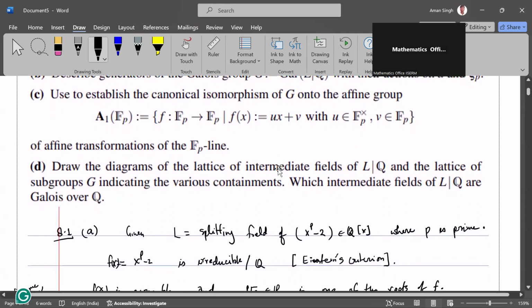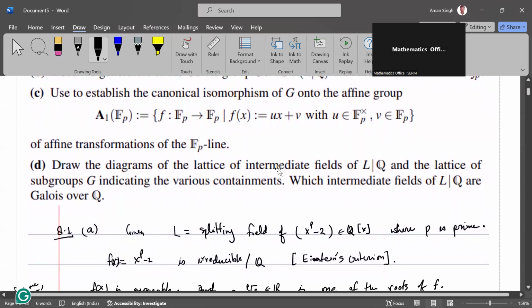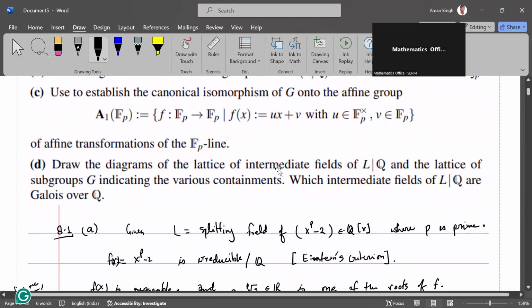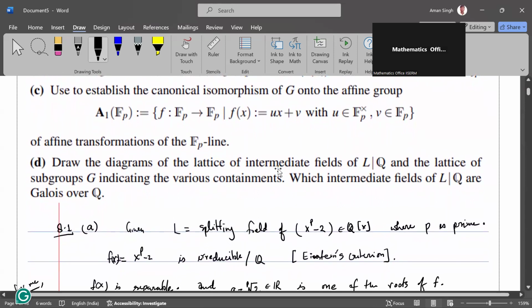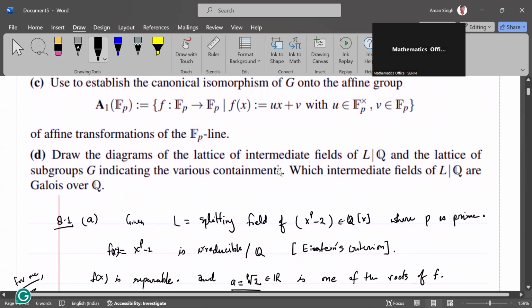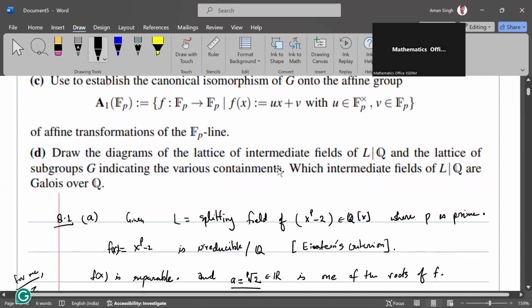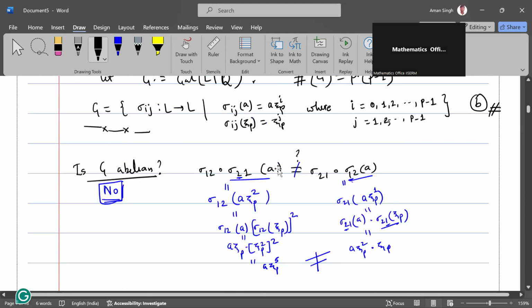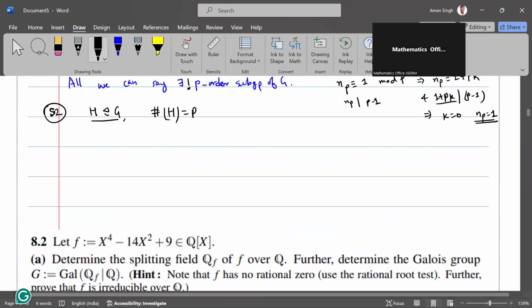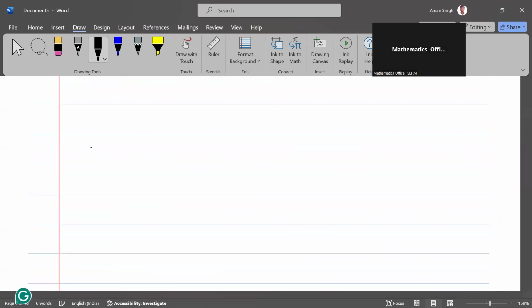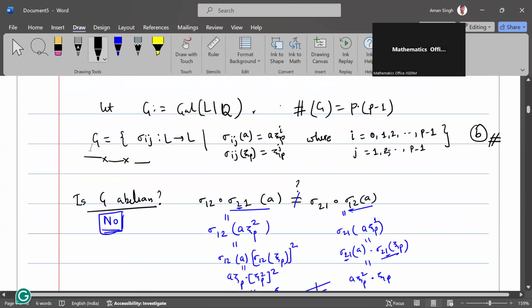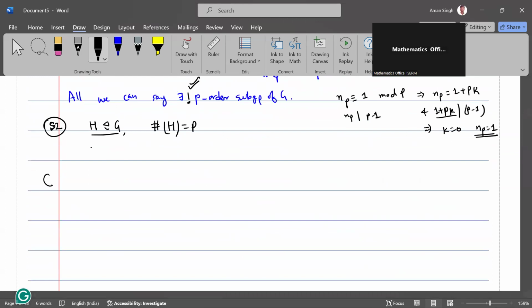Looking at part C: establish the canonical isomorphism of G onto the affine group A1 FP, the maps, linear maps f from FP to FP, where u belongs to FP star and v belongs to FP. So yeah, let's see. We have already seen the description of G, right? What kind of G looks like. I'm just looking for G.